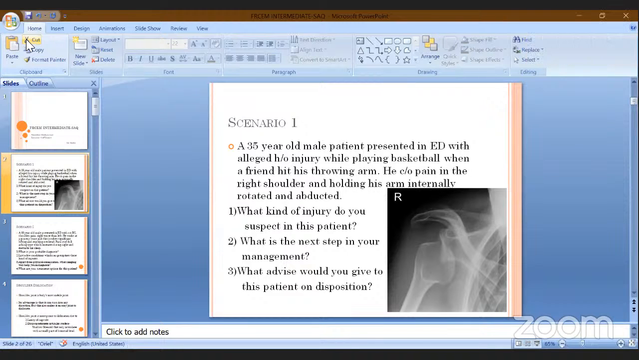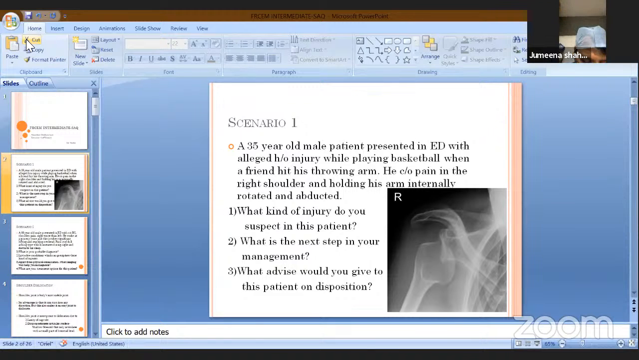Sir, one doubt. What is the next step in your management? Should I mention only the next step, not a series of steps? No, if they ask what is your plan for this patient, or what are your next steps, you will have to write steps. If they ask for the next step, you only need to write a single step. That is the thing.